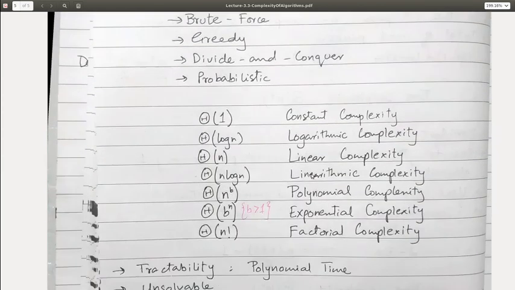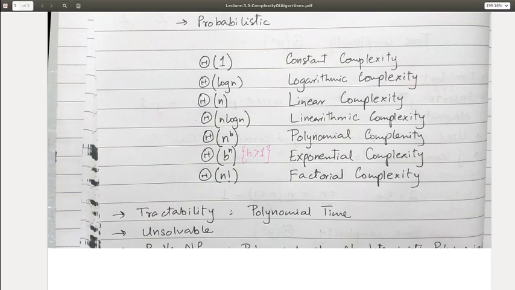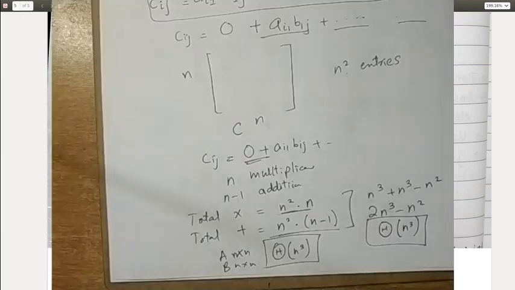Okay. And there is something missing over here which I will just bring up.